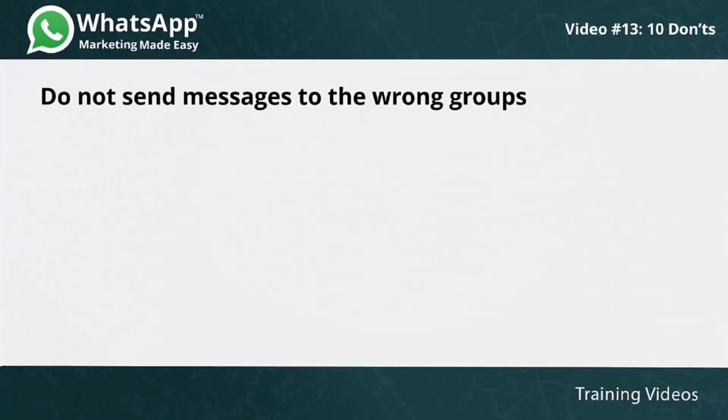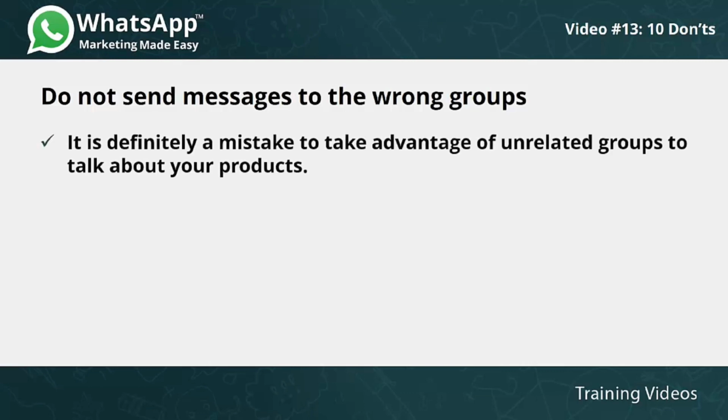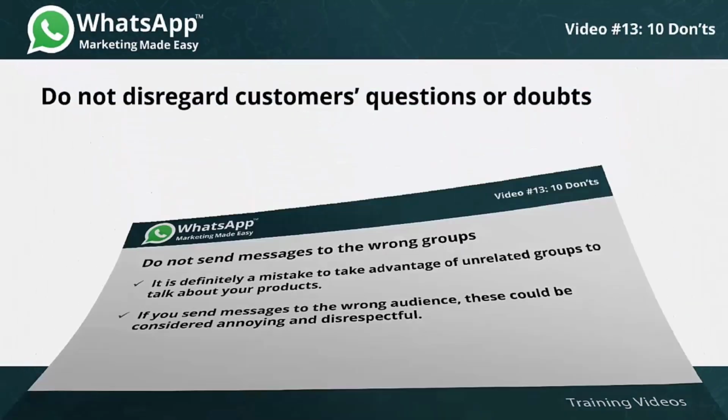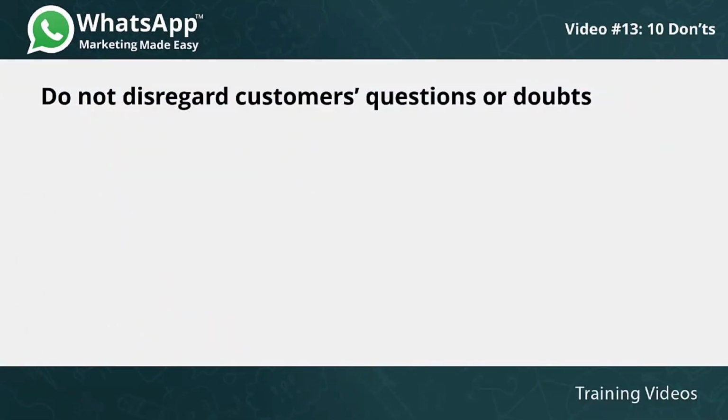Do not send messages to the wrong groups. If you have created separate target groups according to interests, or you are part of a group created by third parties, it is definitely a mistake to take advantage of unrelated groups to talk about your products. Also, if you send messages to the wrong audience, these could be considered annoying and disrespectful, and you wind up having a list of customers who have blocked you and will not want to receive anything from you in the future.